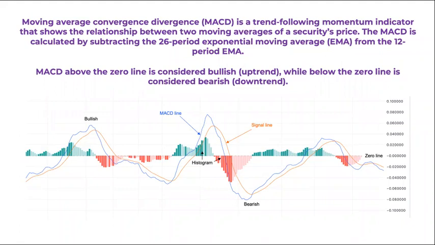Next will be MACD, or what we call moving average convergence divergence, commonly known as the MACD. Not McDonald's. The MACD is a trend following momentum indicator that shows the relationship between two moving averages of a security's price. The MACD is calculated by subtracting the 26 period exponential moving average from the 12 period exponential moving average. That's how you get this line.